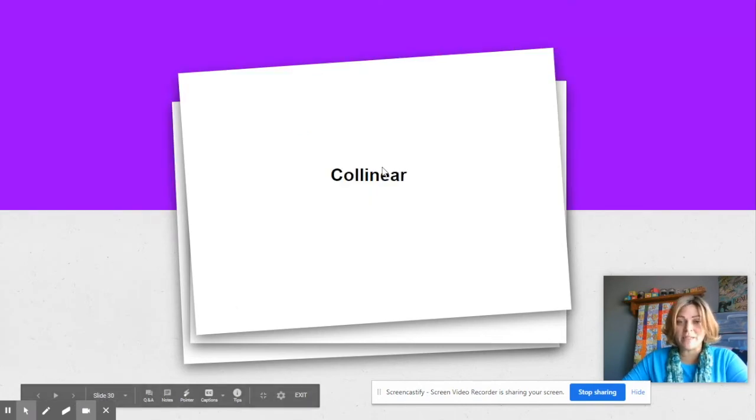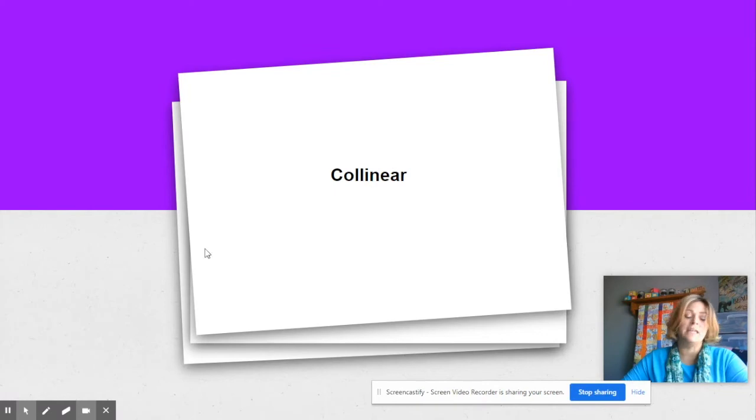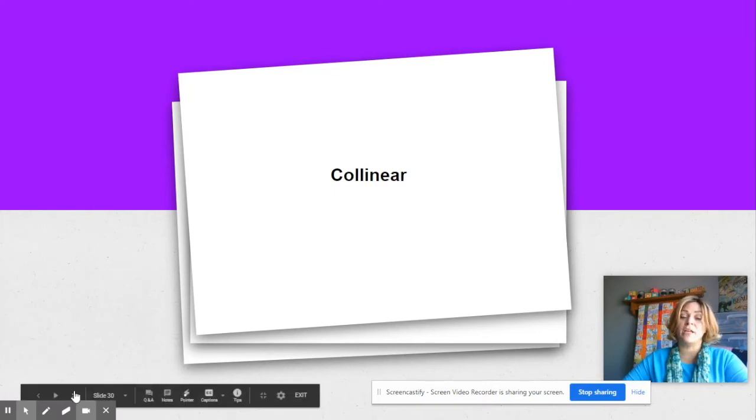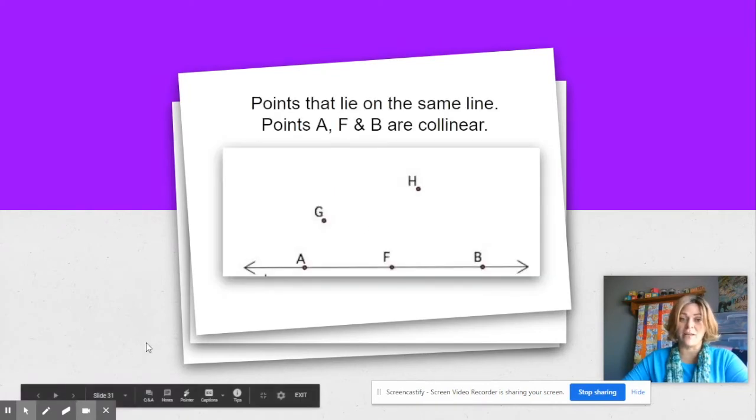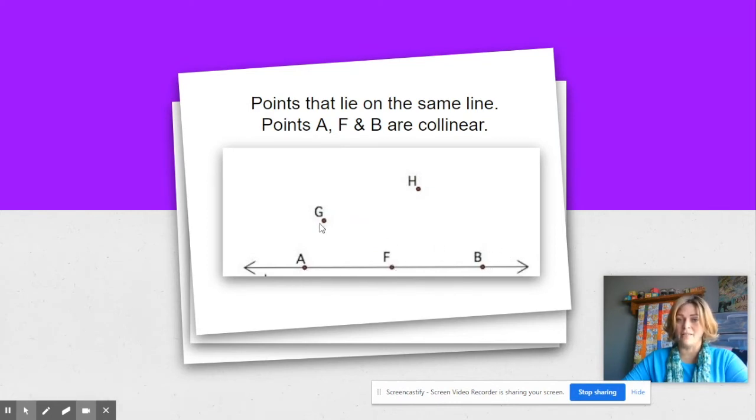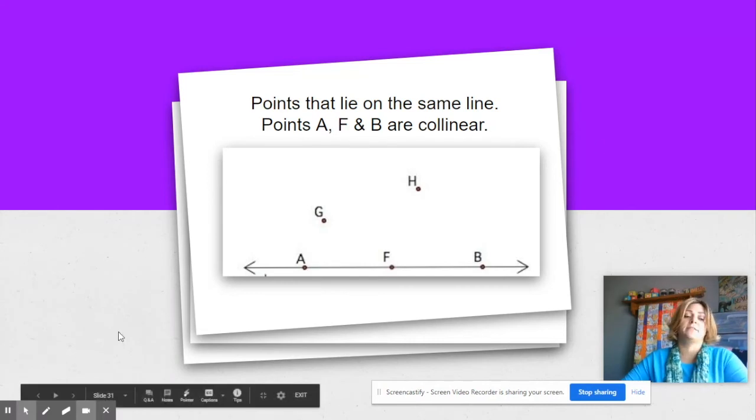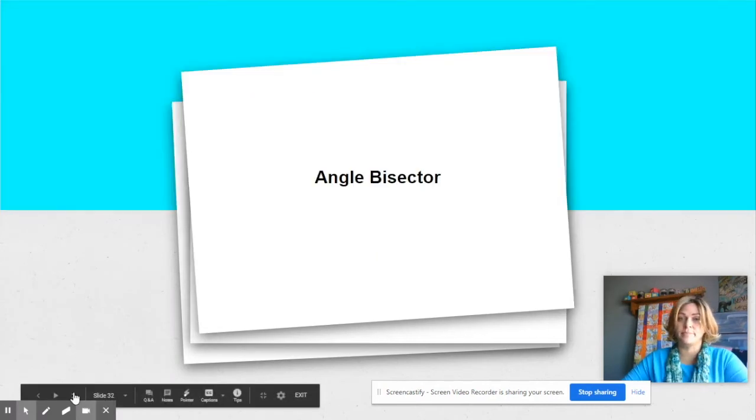Collinear. I hope you can see the word line right there, L-I-N-E. Co, meaning it's sharing. So these are points sharing a line. So A, F, B, these 3 points are collinear. These other ones are not. Okay, so they have to be on the same line. If I drew a line through AG, right through those 2 points, then A and G would be collinear, and the other points would not, on the same line.